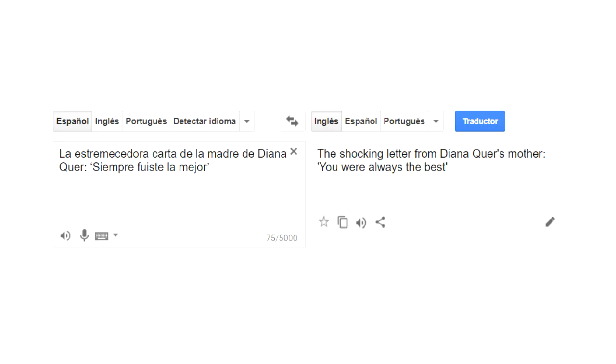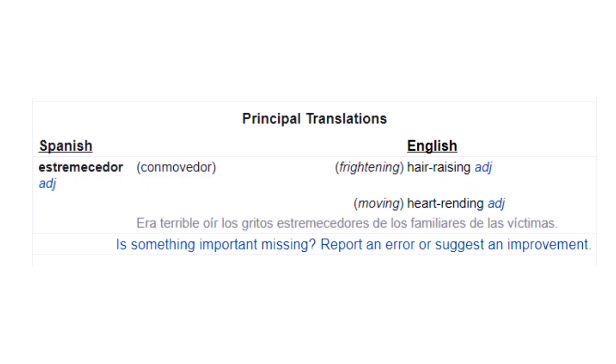Okay, I get it. Words don't mean words. Without context, who knows what they mean? Not Google Translate, obviously. So I'll give it the whole sentence. Wait, what? Shocking. Why would a letter sent from a mother that said you were always the best be shocking? Cause you just can't trust Google Translate, which is why I immediately went to a real dictionary, whatever that means, and saw this. Heart-rending. Much better.